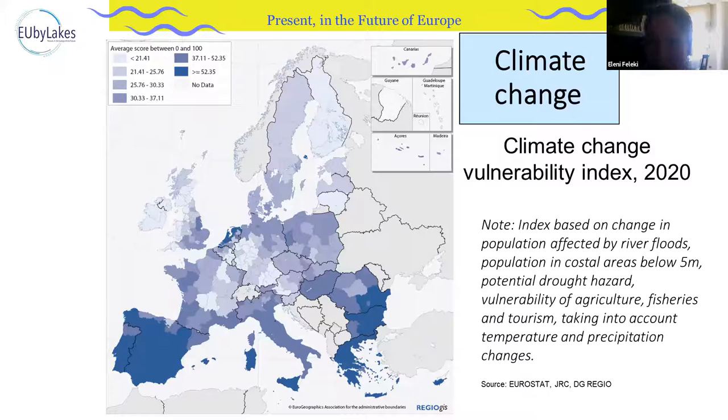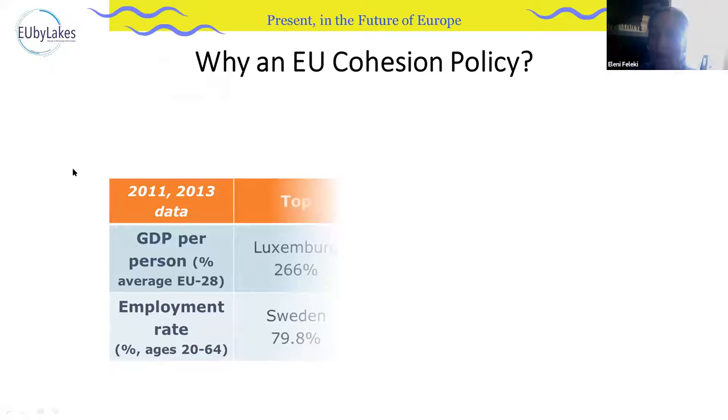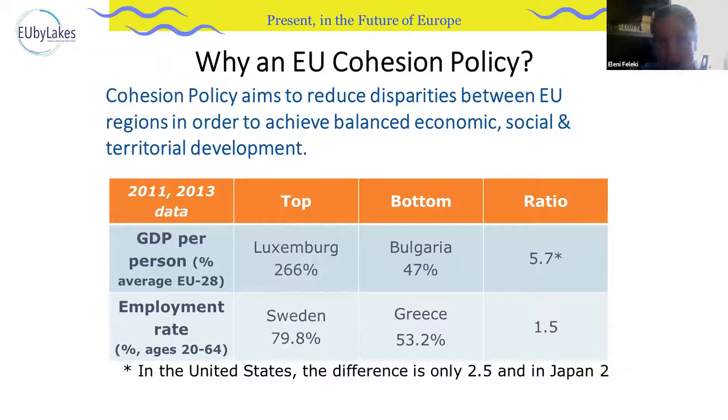So we can move on to the next slide. Of course, I must say that the data in this table is not very recent, while in the previous figures, the data were very recent. However, it really shows again how different the situation is in every region. Here we can see that in 2011, the GDP per person as a percentage of the EU-28 average, the top number in Luxembourg was very different from the lowest percentage encountered in Bulgaria.